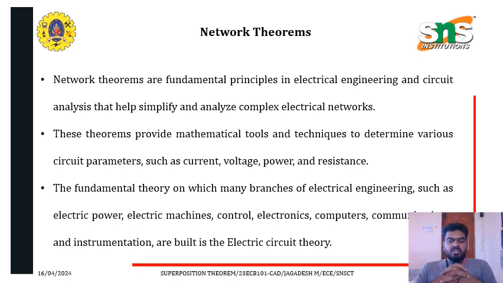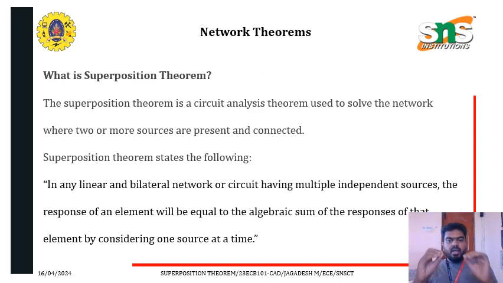It is the fundamental theory on which many branches of electrical engineering, such as electric power, electric machines, controls, electronics, computers, communication and instrumentation, are built. So, simply, a network theorem is used to convert a complex circuit into a simple network or simple circuit. In network theory, there are several theorems, like the superposition theorem, Norton's theorem, Thevenin's theorem, reciprocity theorem, maximum power transfer theorem, and many more. First, we are going to discuss the superposition theorem.